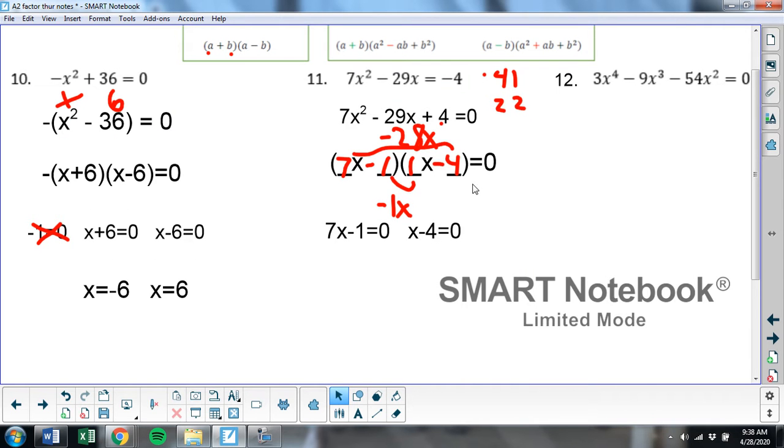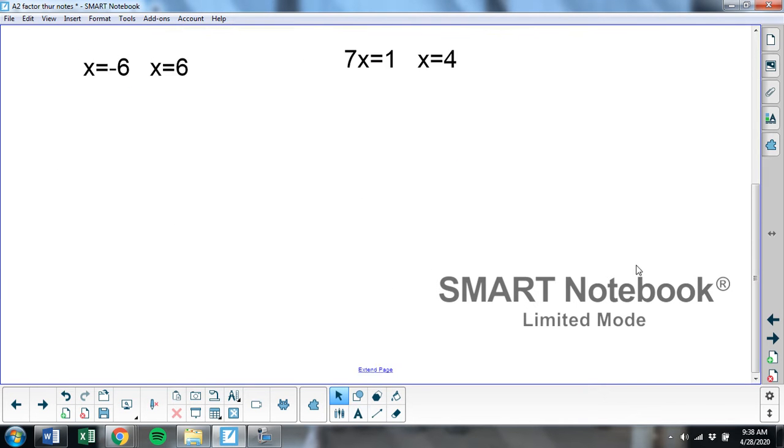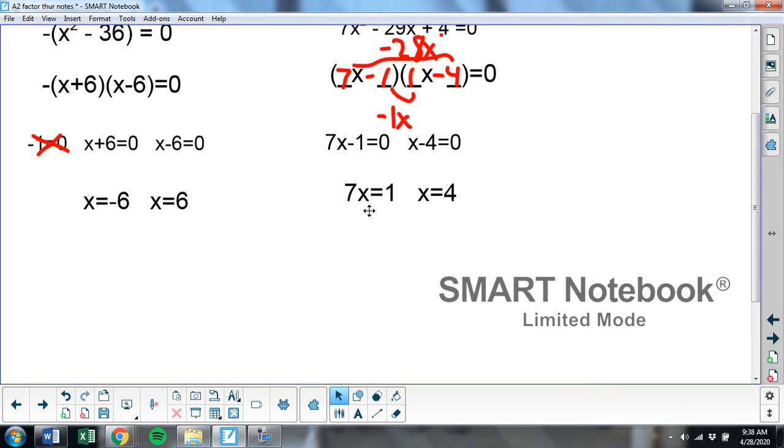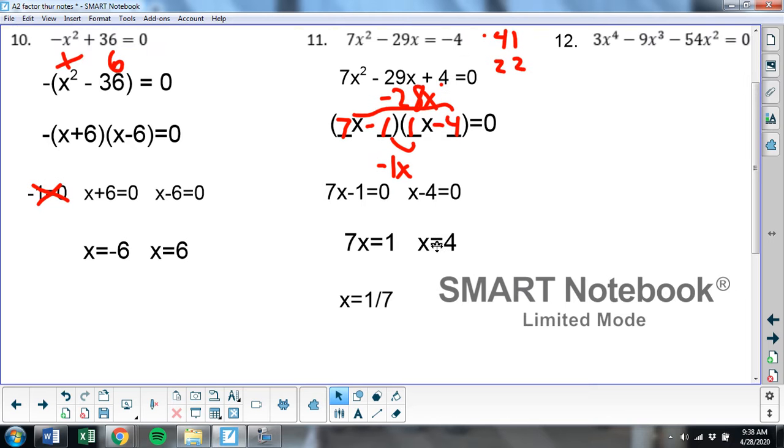Set each piece equal to 0. So 7x minus 1 equals 0, x minus 4 equals 0, and solve these separately. So over here you're going to add 1 to both sides. And then you're going to divide by 7 to get x by itself. So your answers are 4 and 1/7.